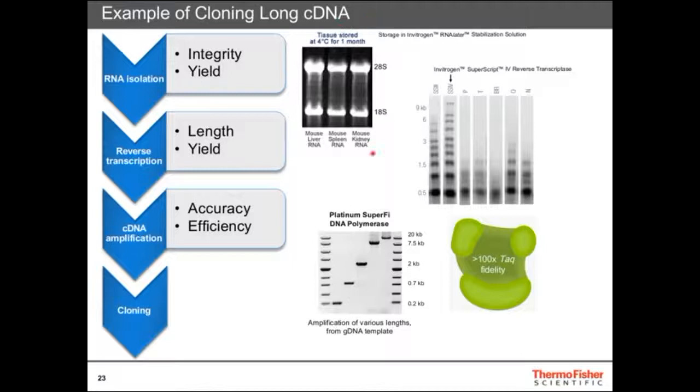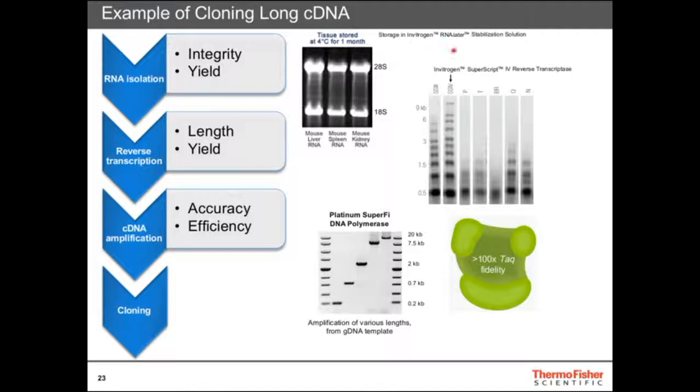So in this image, we added an additive called RNAlater to preserve the RNA integrity in our stored sample. And we stored these samples at 4 degrees for 1 month. And as you can see from the image, we still have very, very intact 28S and 18S RNA, so that we know that we were successfully able to block the RNase activity from degrading our samples.